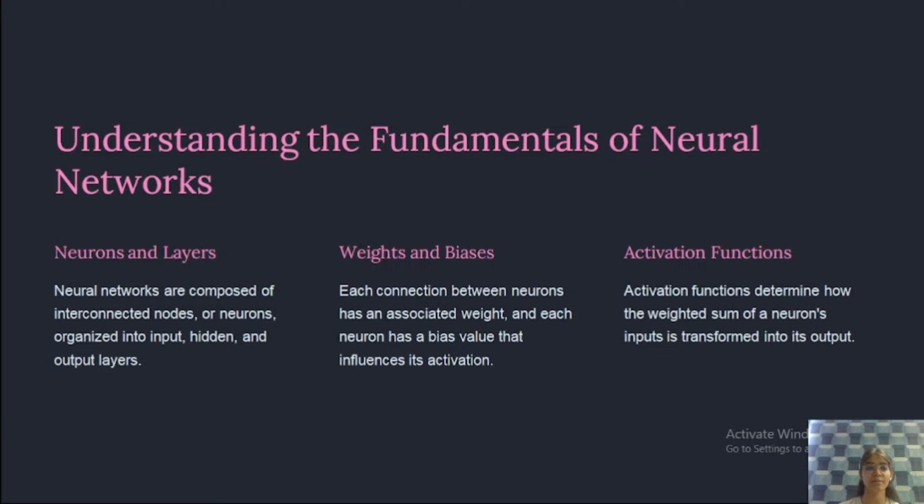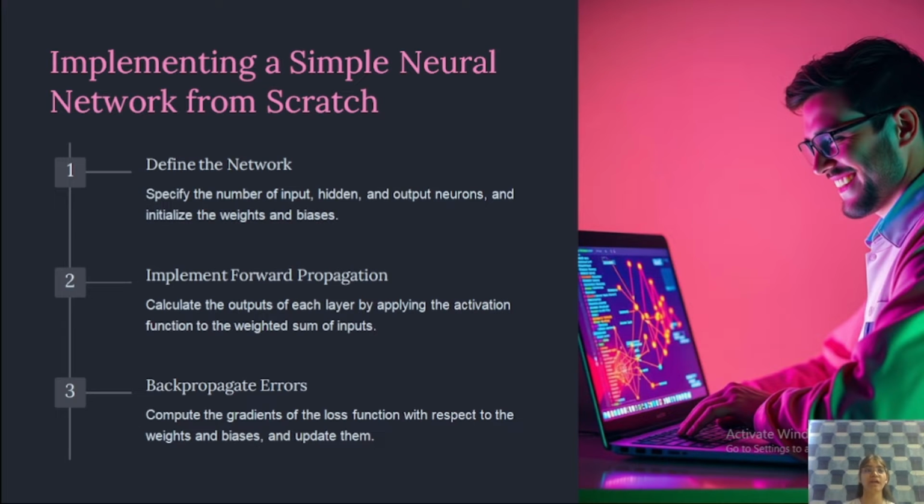Neural networks are composed of interconnected nodes or neurons organized into the input, hidden, or output layers. Weights and bias: each connection between neurons has an associated weight, and each neuron has a bias value that influences its activation. The activation function determines how the weighted sum of the neuron's inputs is transformed into the output. Now we are implementing a simple neural network from scratch.